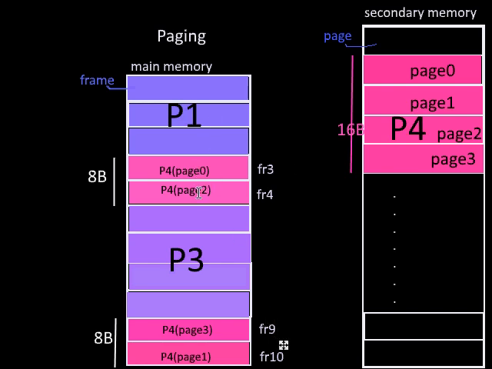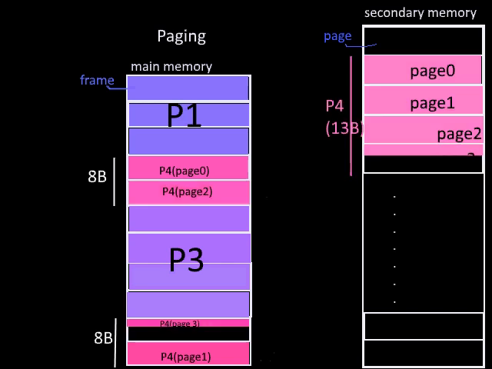The process P4, which is residing in the main memory, is not contiguous and also not in order. Here the first 4 bytes are present, the next 4 bytes are present here, and the next 4 bytes are present here, and the next 4 bytes are loaded here. Hence, the problem of external fragmentation is solved. But what about internal fragmentation?